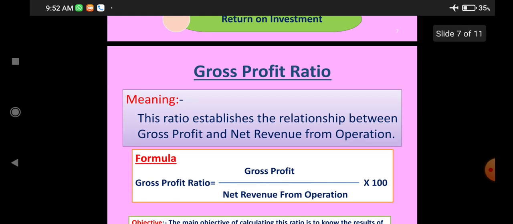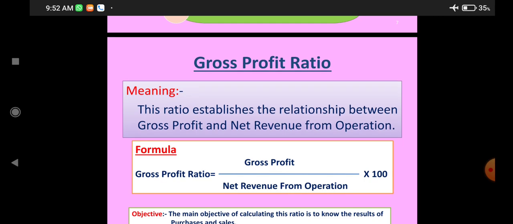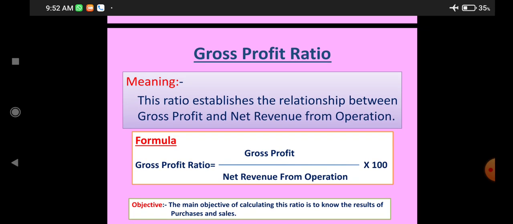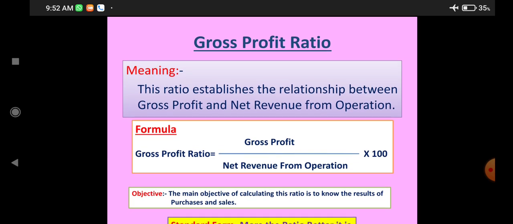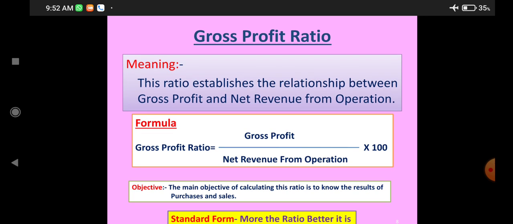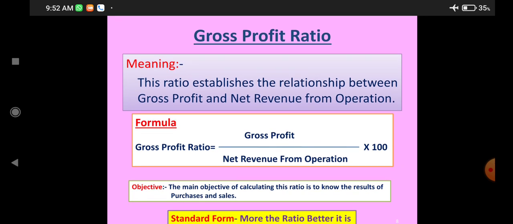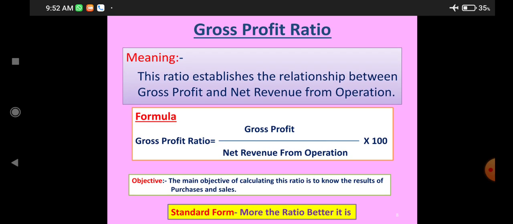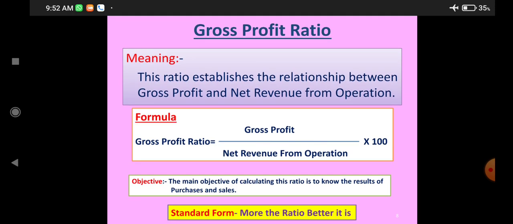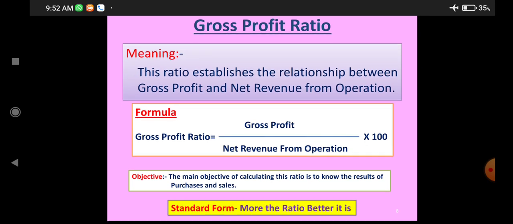Gross profit is the difference between purchase price and selling price. The ratio establishes the relationship between gross profit and revenue from operations. Revenue from operations is nothing but the sales of the particular business. So the formula is gross profit divided by net revenue from operations into 100. If we multiply it with 100, it will be calculated in percentage. So the higher the ratio, the better it is. More the ratio, better it is.